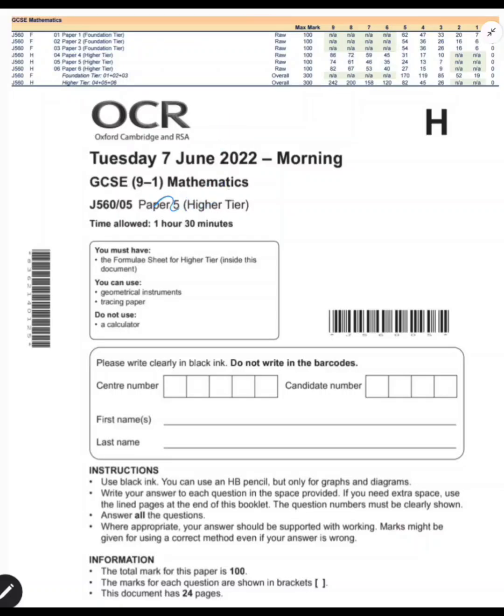So this is OCR's paper 5, the non-calculator paper. It's from June 2022, higher tier. And if we have a look at the grade boundaries, you need 13 marks for a 4, 24 for a 5, 35 for a 6, right up to 74 marks for a grade 9.